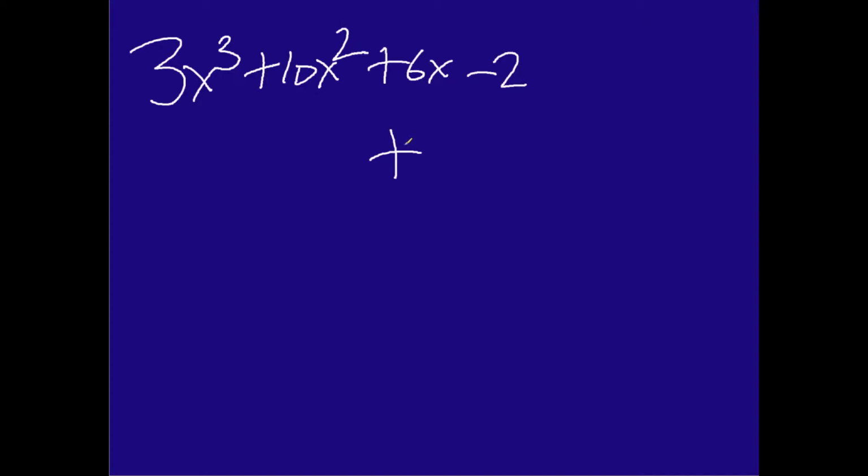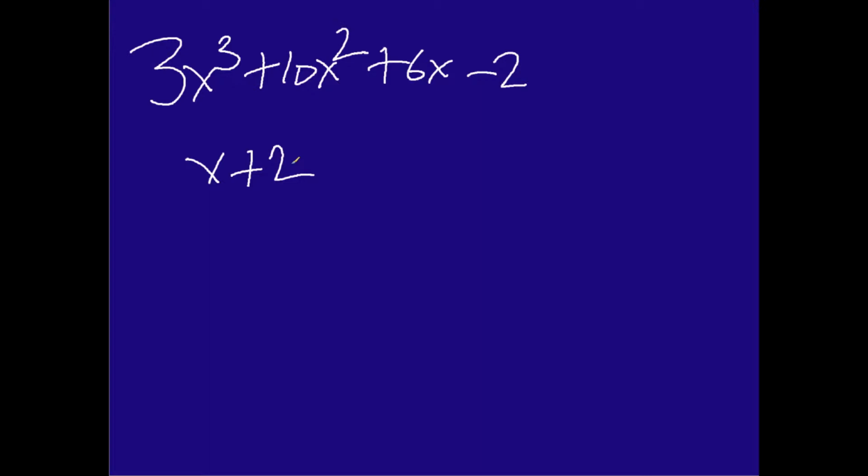3x to the third power plus 10x squared plus 6x minus 2, and I want to divide that by, in other words, my divisor is going to be x plus 2. Now, synthetic division is just another way to do the shortcut, because sometimes when you're working with polynomial division, it can get kind of long and complicated. And so synthetic division is kind of an alternative to that.